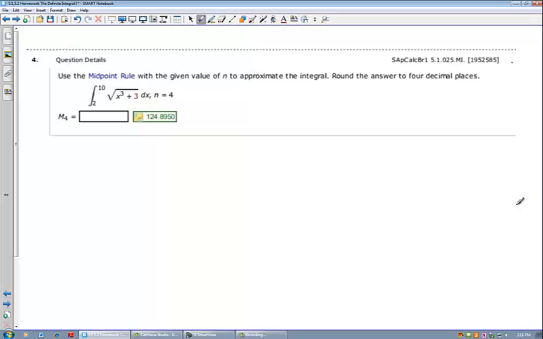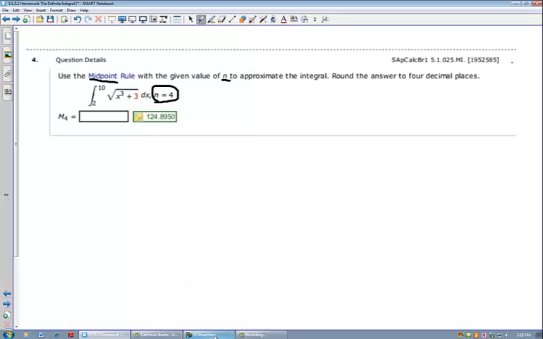The next problem, number 4, it says use the midpoint rule with the given value of n to approximate the integral. So here n is going to be equal to 4, and so I'm going to have 4 rectangles, and I want to approximate this integral with those 4 rectangles.